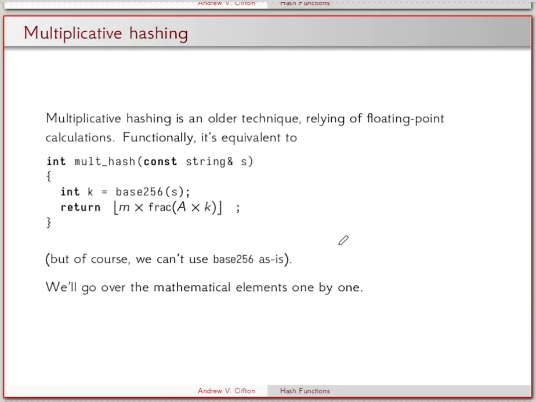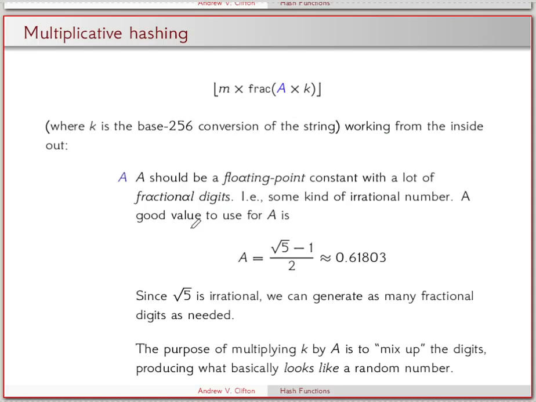The other good hash function we're going to look at is called multiplicative hashing. It's an older technique, and it uses floating point calculations, which is a little bit weird. So it's kind of equivalent to this: compute your base 256 value and call that k. And then we're going to do this math gnarliness on it, but we'll go over the elements of this one by one.